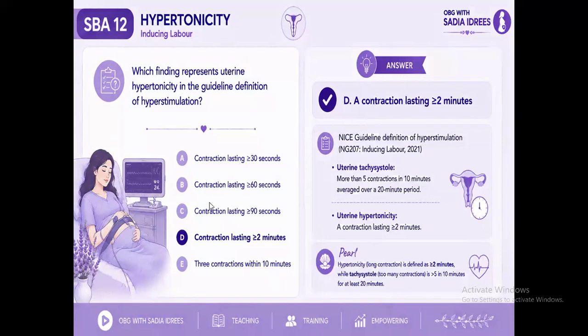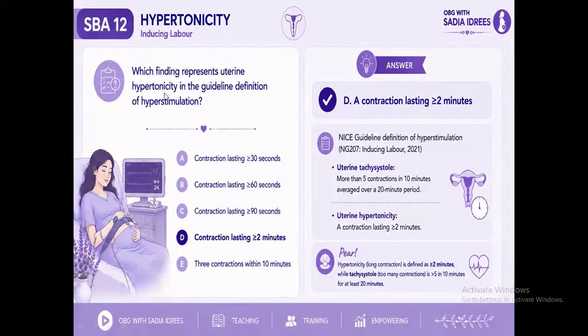Okay, I gave you the clue already. Which finding represents uterine hypertonicity in the guideline definition of hyperstimulation? Contraction lasting more than 30 seconds, contraction lasting more than 60 seconds, contraction lasting more than 90 seconds, contraction lasting more than 2 minutes, and 3 contractions within 10 minutes. A contraction lasting at least 2 minutes. So now put the definitions together. Tachysystole, more than 5 contractions in 10 minutes, averaged over 20 minutes, and hypertonicity, an individual contraction lasting 2 minutes or more.